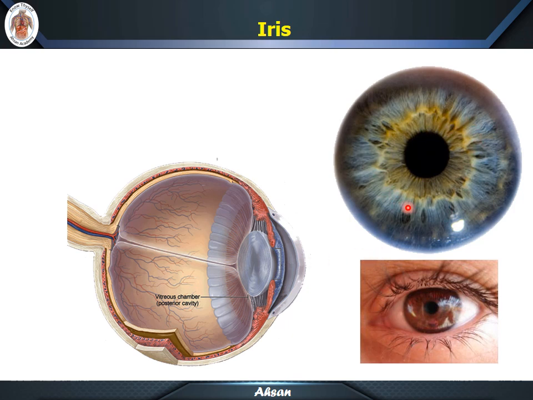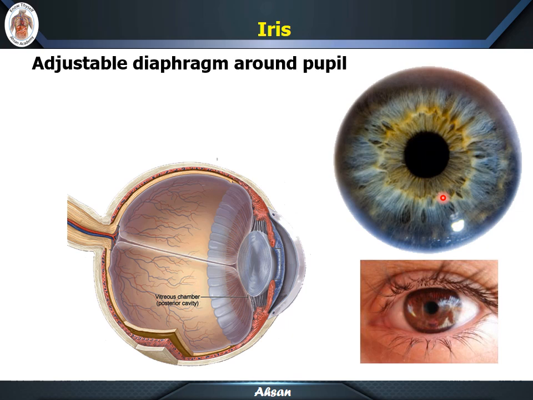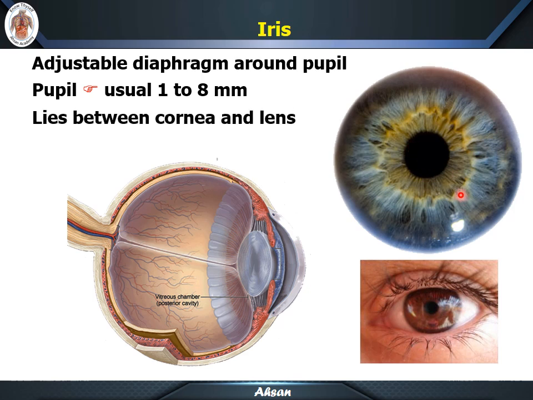Iris is the anteriormost part of the middle coat, and it forms a diaphragm, meaning it separates a cavity, and it has an adjustable opening inside it. So this is known as the pupil. The pupil can be enlarged or made smaller because of the relaxation and contraction of the muscle present in the iris. Pupil is usually 1 to 8 millimeters in size.